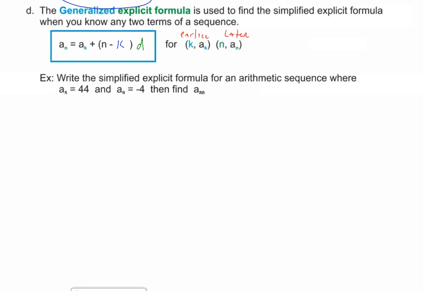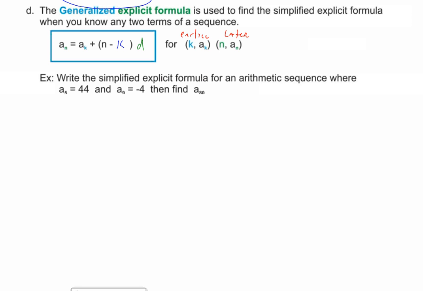So the earlier term is values k, a sub k. K is which term it is. Is it the 10th term? All right, k is 10. What is the value of the 10th term? Let's say the value of the 10th term is 50. So that would be 10 comma 50. What if the second term they gave you was the 15th term? Then n would be 15, and the value of that 15th term is, say, 100. So that would be 15 comma 100. Okay, that's the idea, and I'll show you that here in the example.